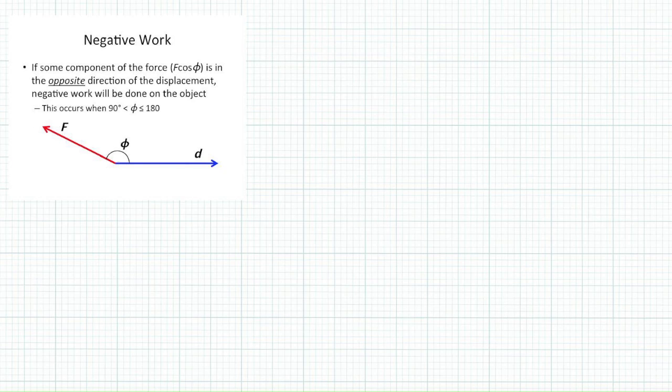We established already that work is, oops, let's get the right layer here. There we go.